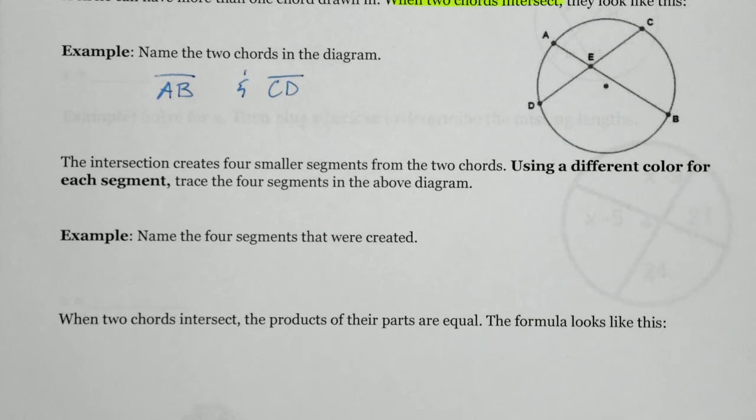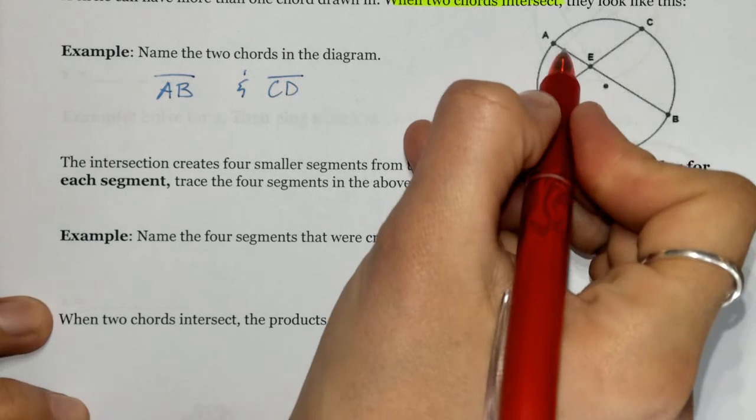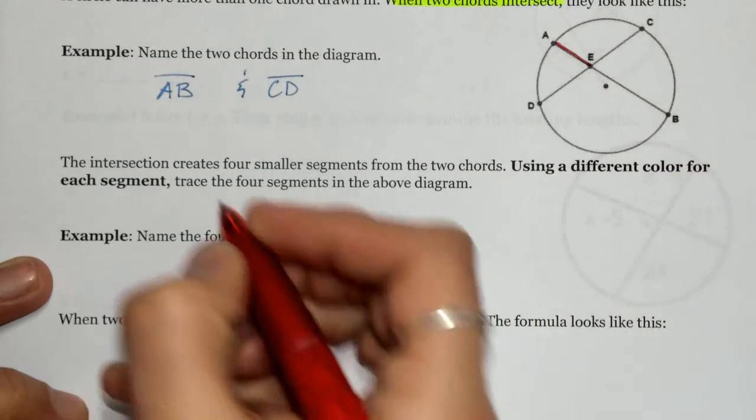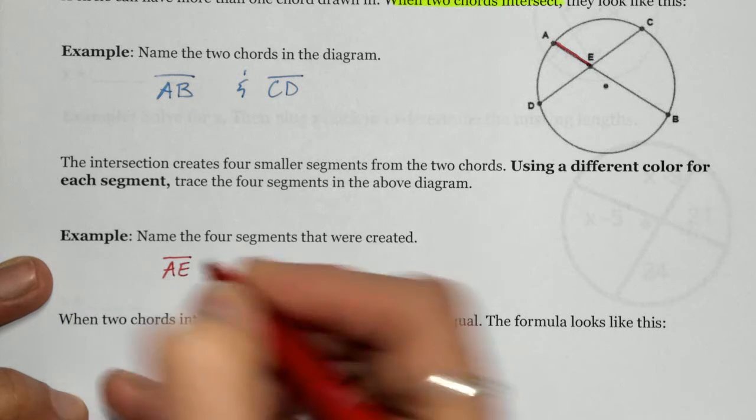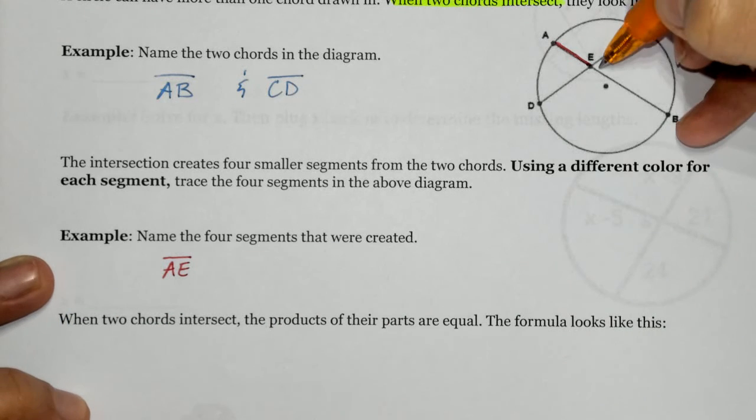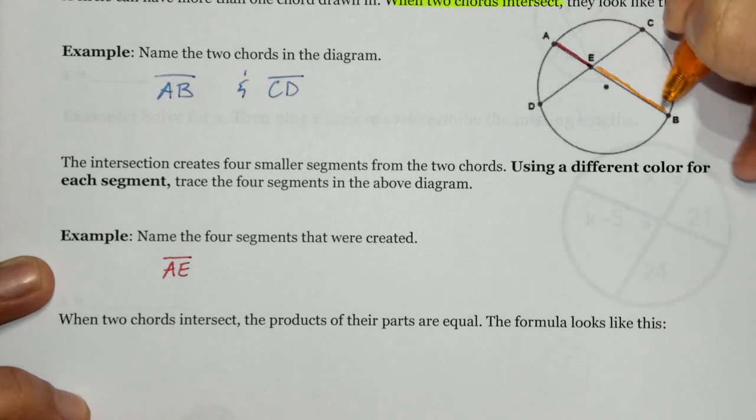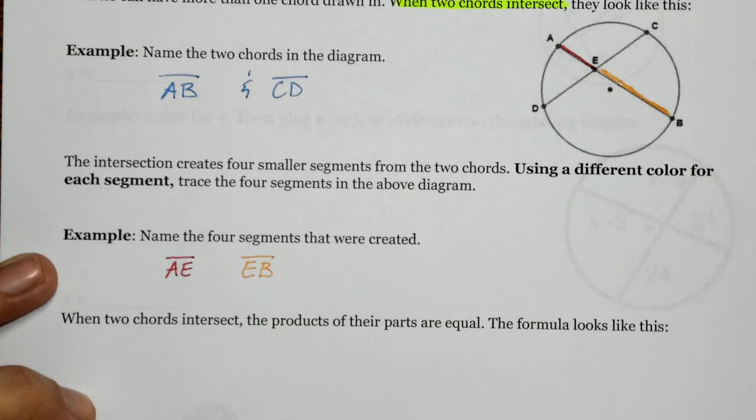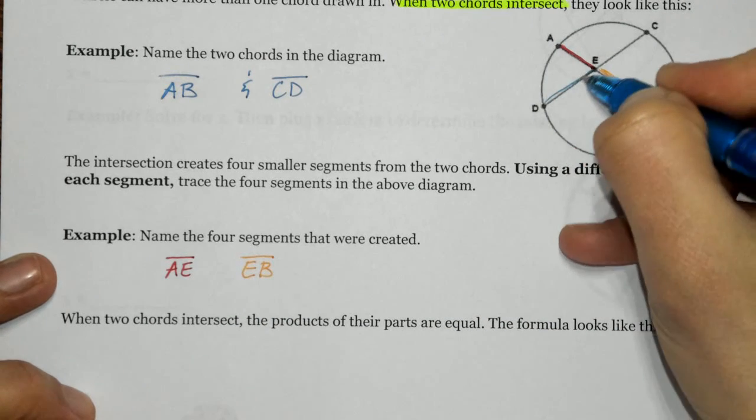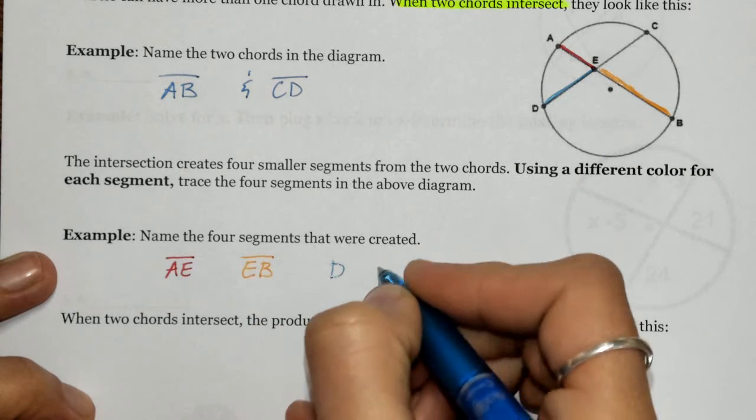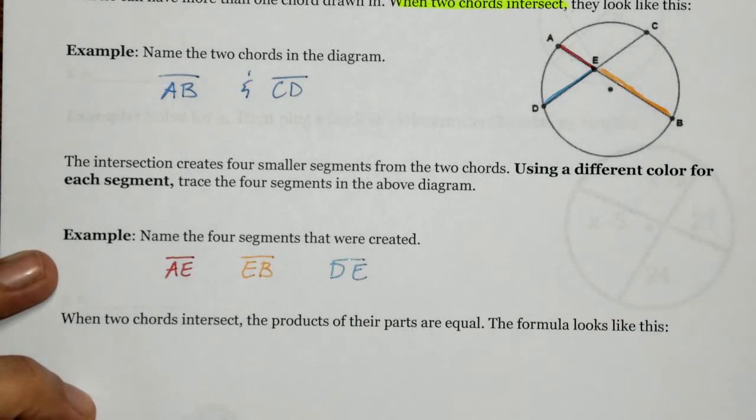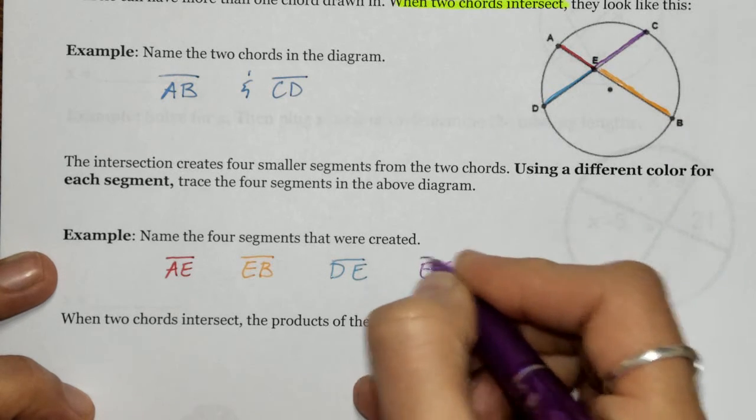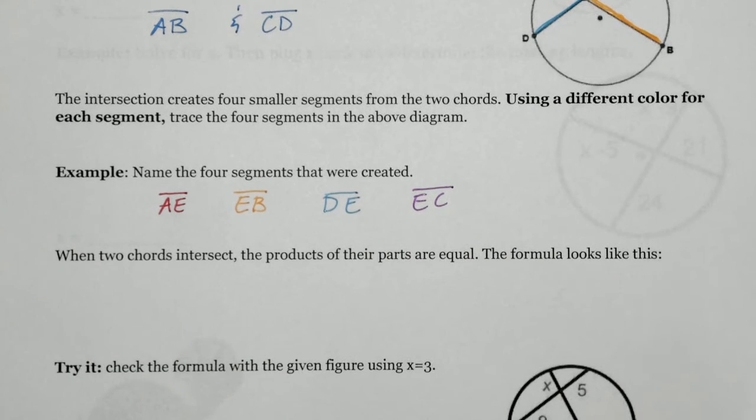So we're going to name each one of these four segments as well. So here, this chord AB is split into segment AE right here. Then I have on the other side of that segment, I've got segment EB. With the other chord, I have segment DE. And then the other side, I have segment EC. All right, get caught up if you need to.